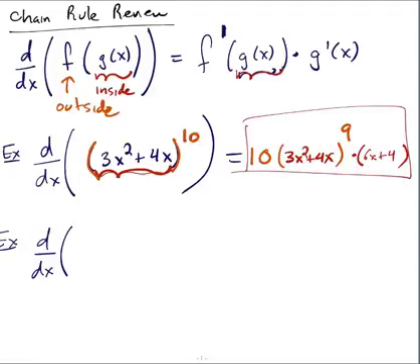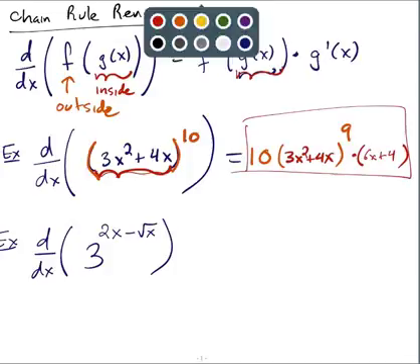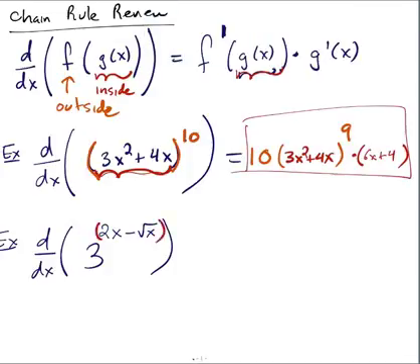So what's the derivative of, say, 3 to the 2x minus square root of x? Something like that. So what's the inside and what's the outside? The inside is 2x minus root x, right? And what's the outside function? 3 to the x. Does that make sense? So the inside function is 2x minus root x, and the outside function is 3 raised to the x, right? Okay, so what do I get the derivative of first? 3 to the x, right? So what's the derivative of 3 to the x? 3 to the x times natural log of 3, right?